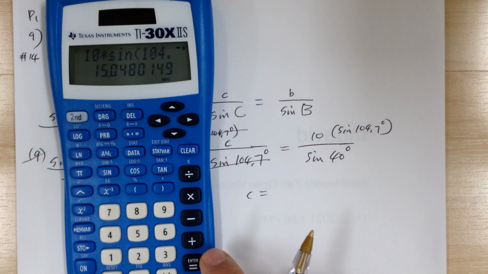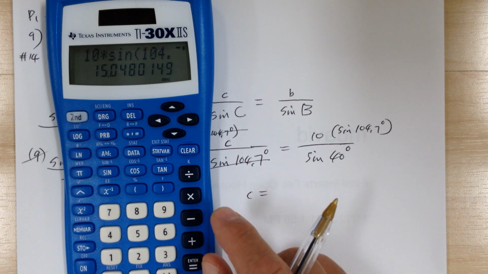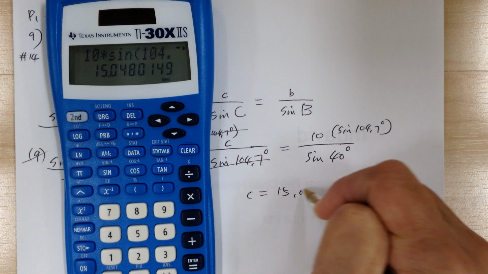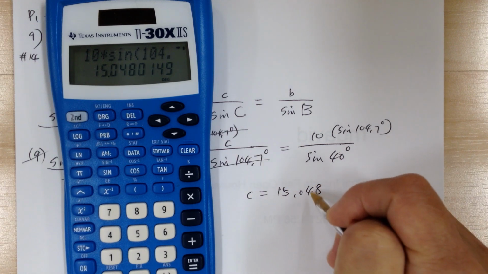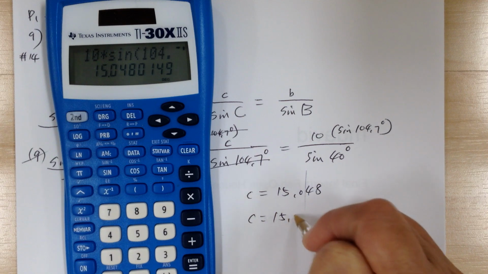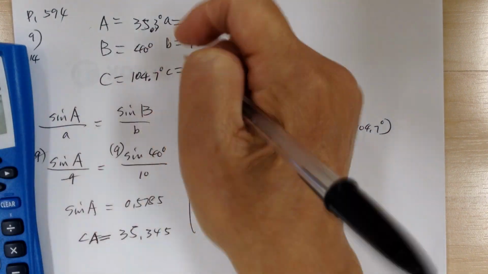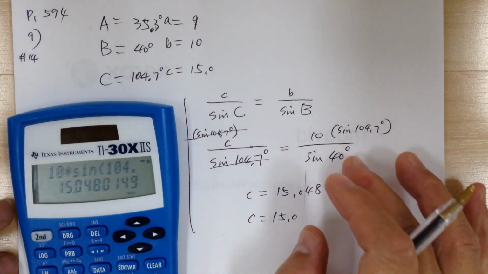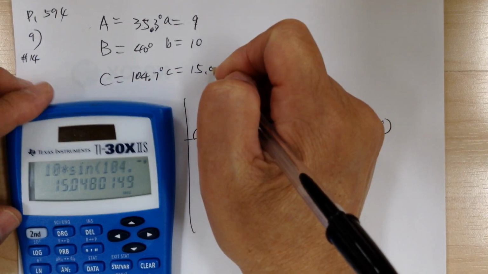Okay, so C equals 15.04. So C will equal 15.0. Again, it depends on what number you enter, so your last digit may be off just slightly.